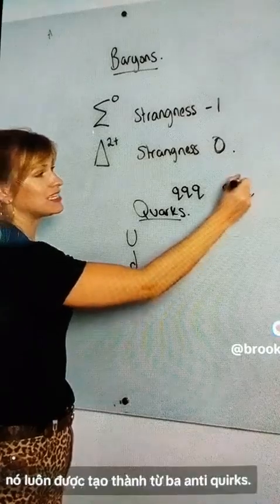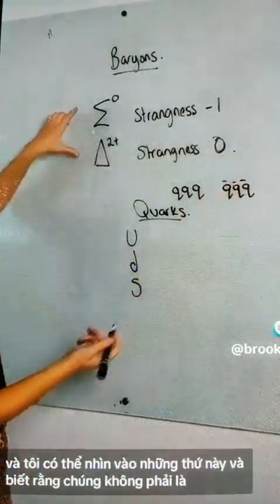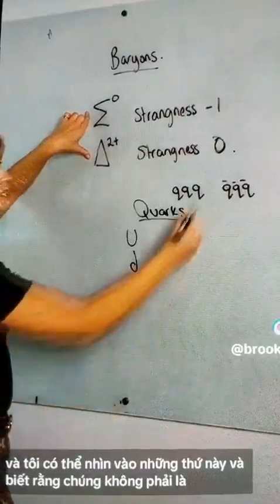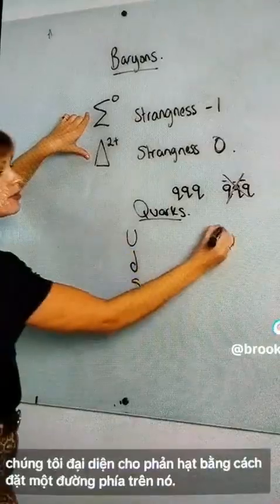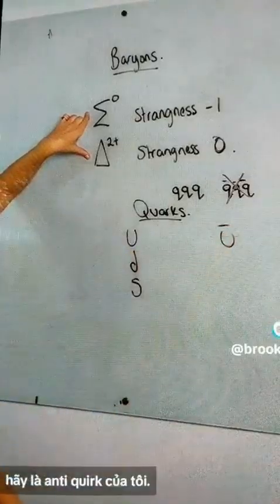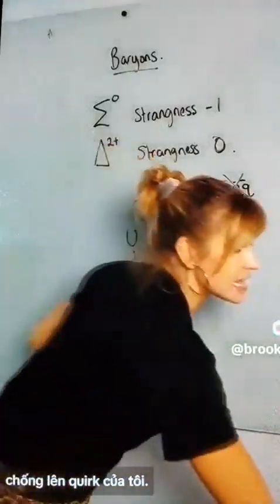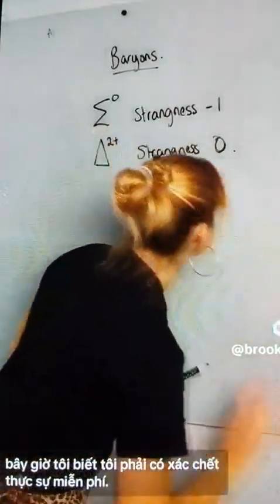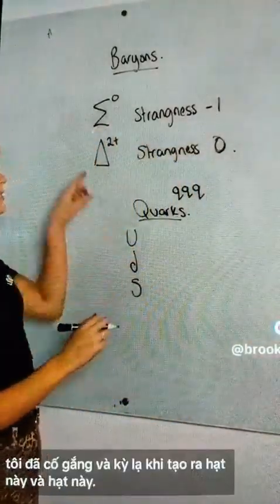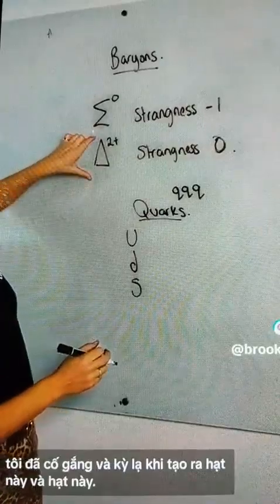made of 3 anti-quarks, okay? And I can look at these and know that they're not antiparticles because they don't have that line above them. So again, we represent antiparticles by putting a line above it. So that'd be my anti-quark, okay? My anti-up quark. So now I know I have to have 3 real quarks, so my up, down, and strange, to make up this particle and this particle, okay?